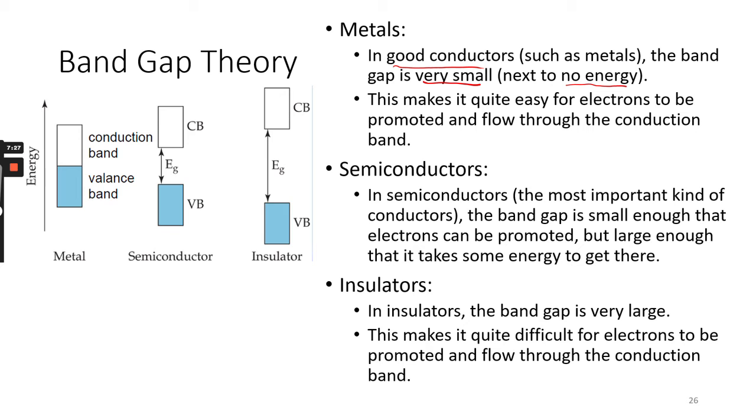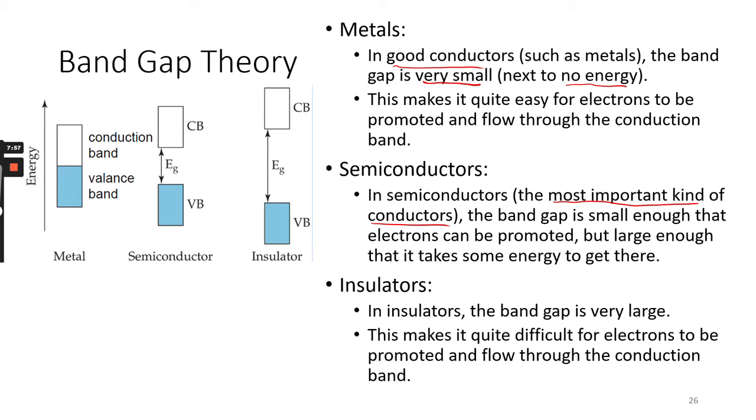Now your semiconductors, which happen to be the most important kind of conductors, are used in most of your electronic devices. Their band gap is small enough that you can promote an electron, but it's also large enough that it takes some energy to get there. So you can control it, and that's what they do. By picking the material that you're making your semiconductor out of, you can control this distance. If you want it to conduct more, you'd want the two to be close together. If you want it to conduct less, you want them to be further apart.